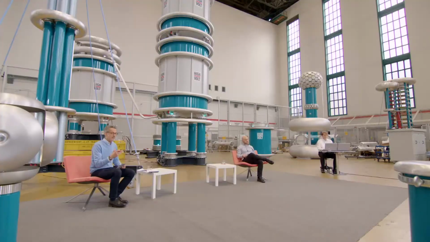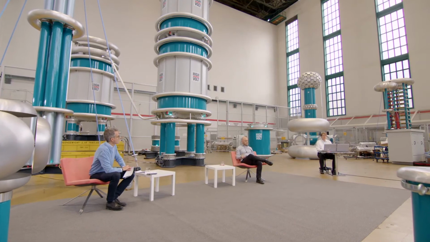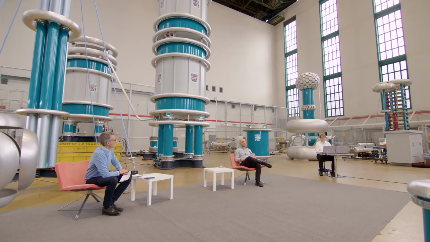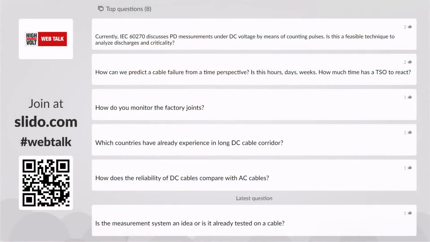Okay. Uwe Kaltenborn has some questions at the end of our talk coming in via Slido. Uwe. Yeah, there are some questions via Slido. I'm still struggling a little bit with the technique. Yeah, now it works. Can we get the questions on the screen? Yeah. I would like to start with the latest one. Is the measurement system, Erik, an idea or is it already tested on a cable?